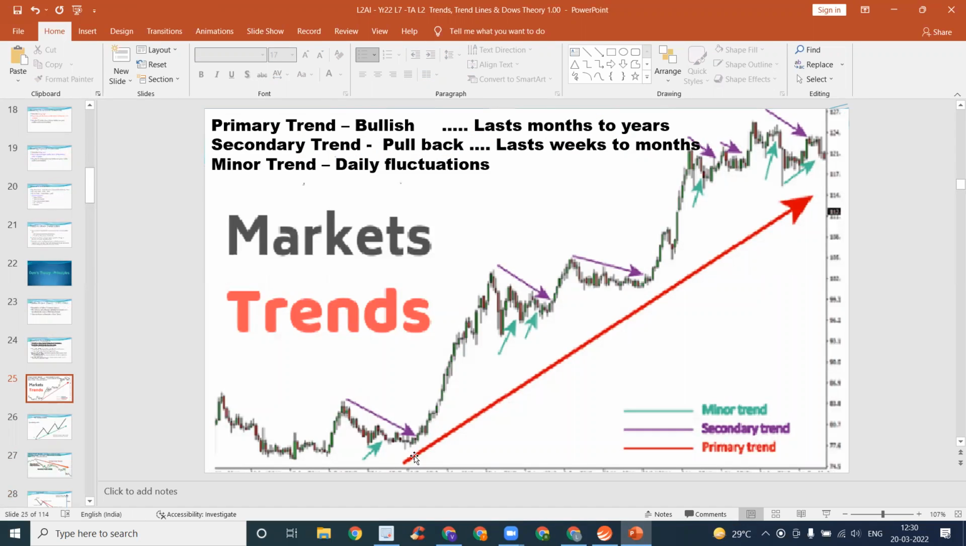So here is my primary trend in months, the red one. After this, the purple one is the smaller trend, which is my secondary trend. These are my pullbacks, and this is my minor trend. So the primary trend lasts months to years, the secondary trend lasts weeks to months, and the minor trends are my daily fluctuations. The small green arrows are my daily fluctuations, which happen on a day-to-day basis.